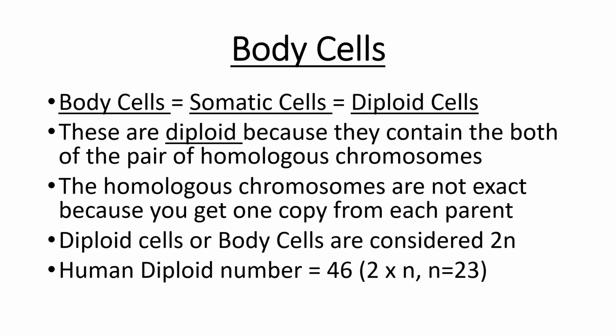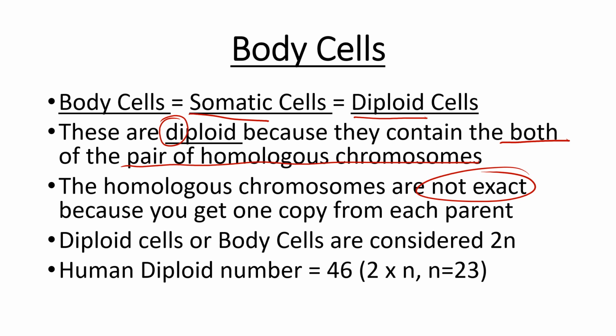Body cells, these are also called somatic cells or diploid cells. Diploid, diploid, or tomato, tomato. They're called diploid. Remember, di means 2, because they contain both copies of the pair of homologous chromosomes. So it's like having all of your shoes. Now, remember, homologous are not exact. They're just very similar. So they have the same traits, just different variations of those traits.